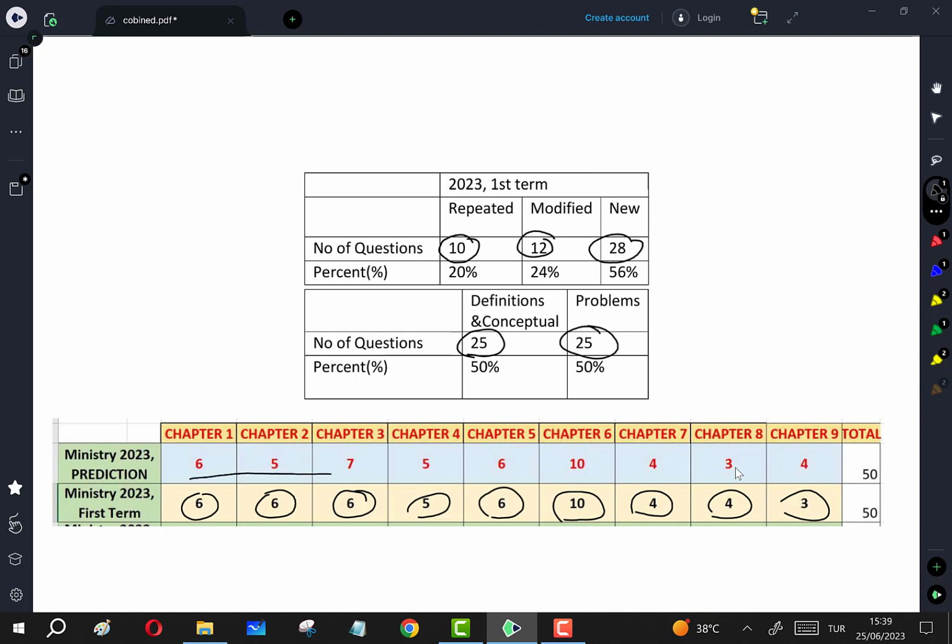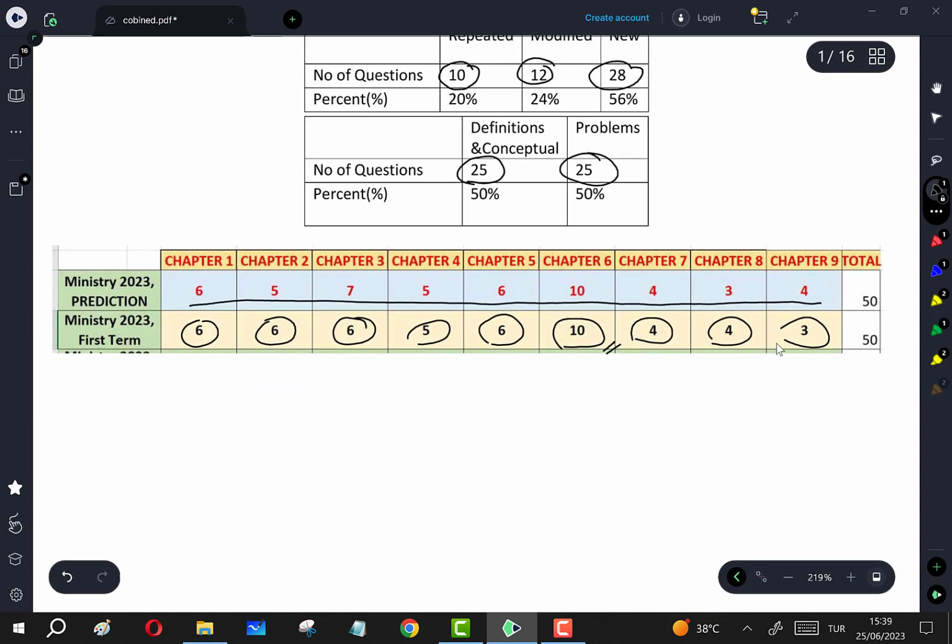So the above was my expectation before the ministry exam, and the below is how it happened. In fact, these numbers are almost the same every year. Plus one or minus one, it can change, but not so much. When we check that, chapter 6 had 10 questions, and of the 5 expected, one of them was from chapter 5. Now let's continue with the questions.